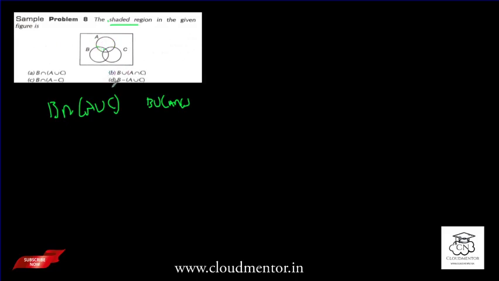And now option D, B minus A union C. First we need to find A union C. A union C will be this whole entity. Okay. And B minus A union C must be this one, that is excluding the elements of A union C from B. That is this one. Okay. So we have drawn all those shaded regions. Now if you get another question, you can do it like this. Okay, now moving to the next question.